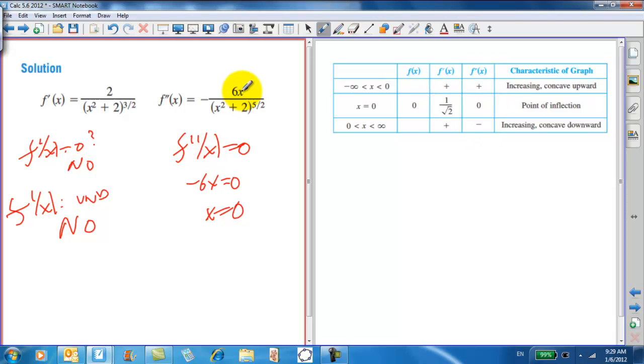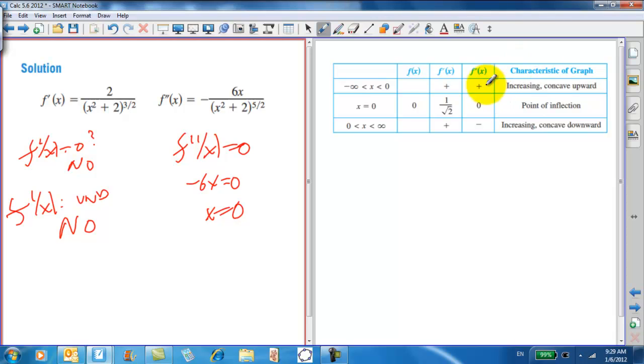So put any positive number in here, you see you're going to have negative over positive, so that's negative. So when x is greater than 0, you're going to have a negative second derivative. When x is less than 0, you put a negative number in here, that'll cancel the negative there. All this will be positive. So you'll have a positive second derivative to the left of 0.